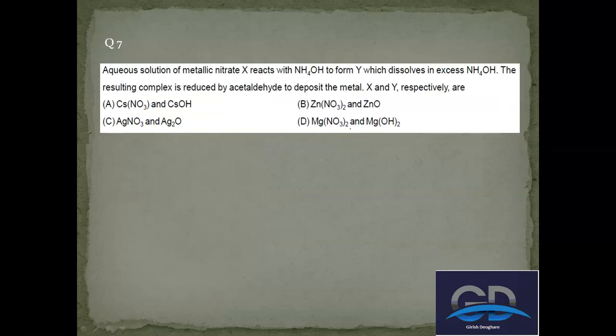Okay. Next, aqueous solution of metallic nitrate X reacts with NH4OH to form Y, which dissolves in excess NH4OH. The resulting complex is reduced by acetaldehyde to deposit the metal X and Y respectively R. So that is basically silver nitrate.